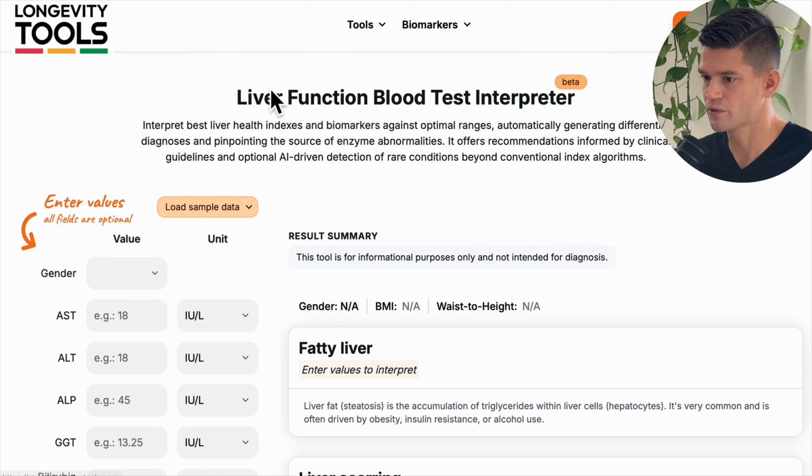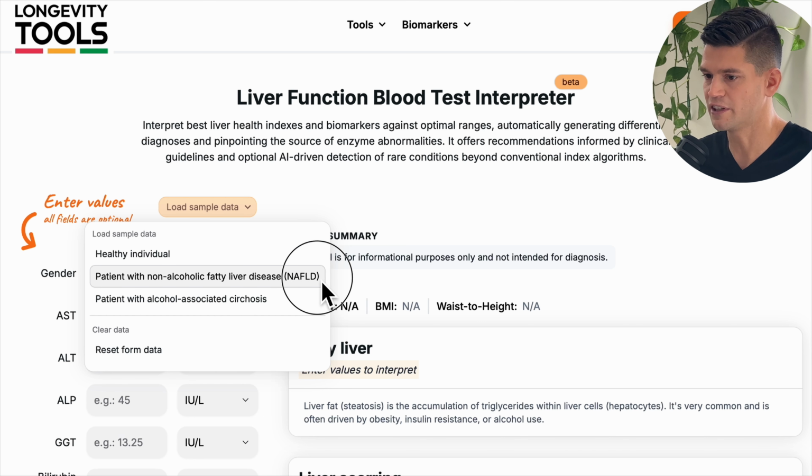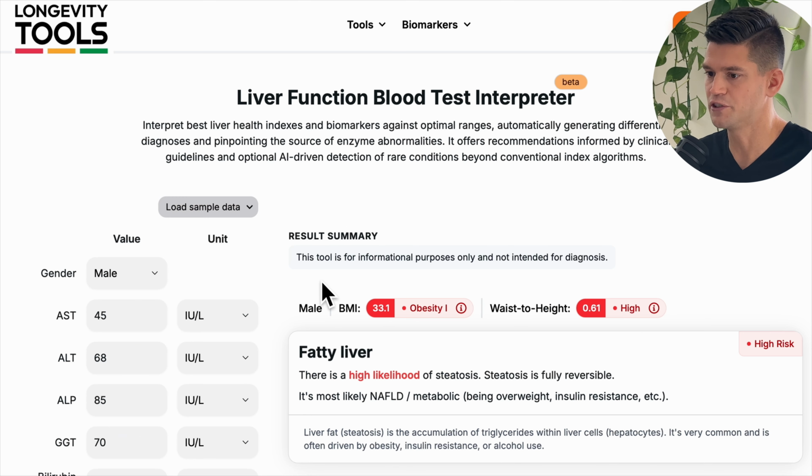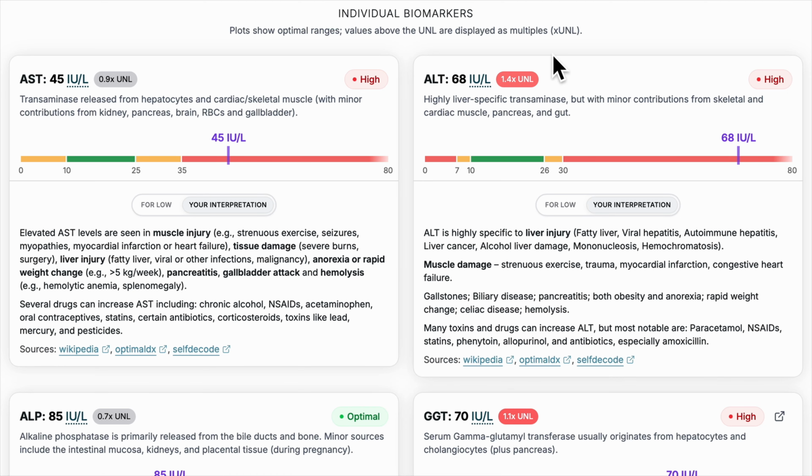For this quick demo, I will just load some sample data. Let's choose a patient with a fatty liver, which is the most common liver disease. Okay, let's start from the bottom. Here you can see the interpretation of individual blood biomarkers.